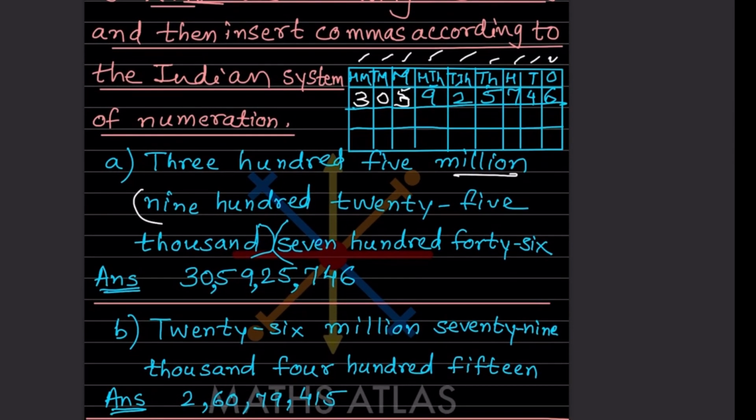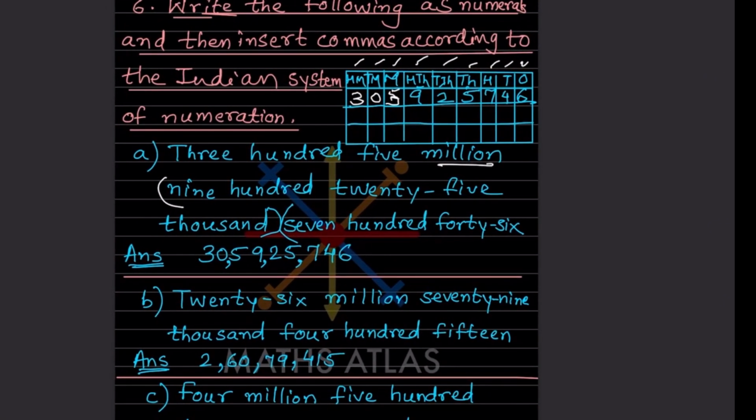Now let us see for the next one. Here, what does it say? That is 26 million. Okay, now look at here, 26 million. So whether I am going to write 26, I'm not going to use the 100 million place. So I'm going to just put the 26 over here. Got it? This is 26.